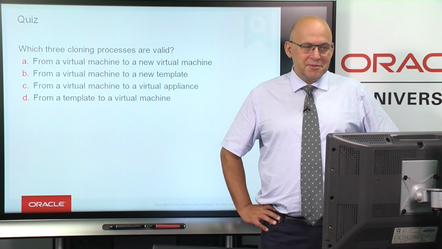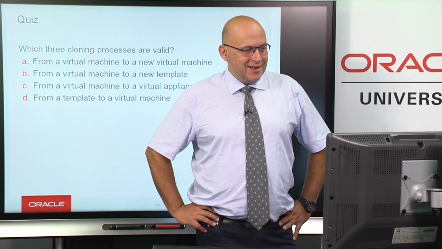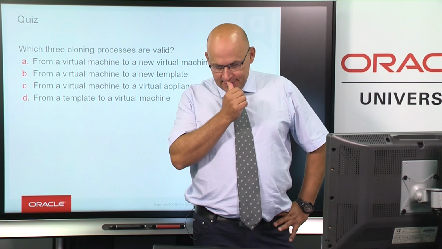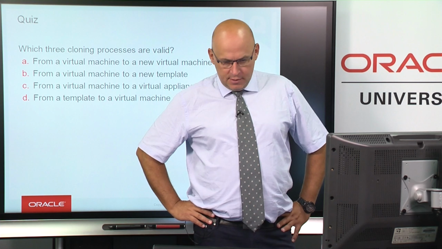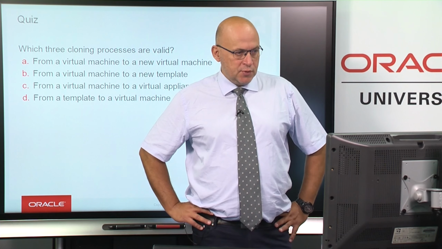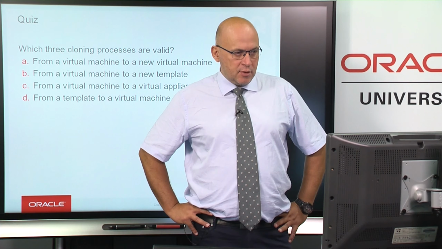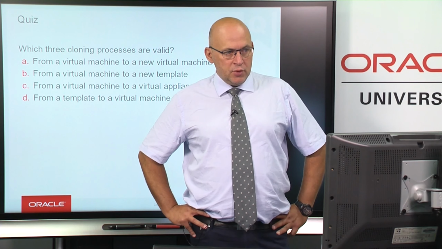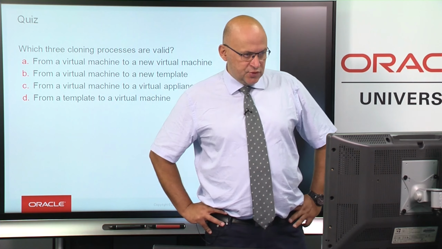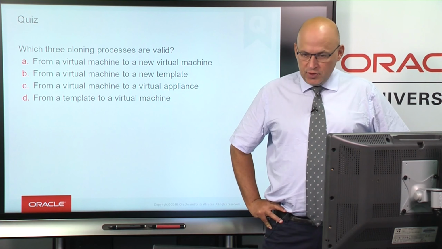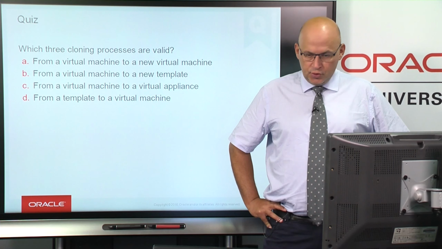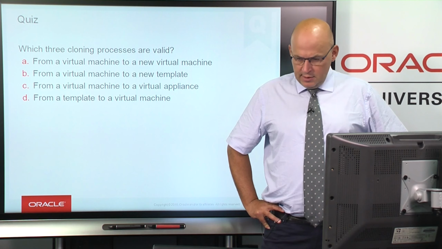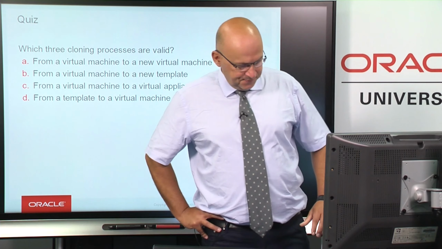I don't hear any answers, maybe because I have nobody here. Yes, it's valid. From a virtual machine to a virtual appliance, is it true? I don't think so, because you can clone or create from a virtual appliance a template that will be used to create a virtual machine. So this choice is wrong. From a template to virtual machine, yes, this choice is true. So actually the correct choices are A, B, and D, not C, okay?